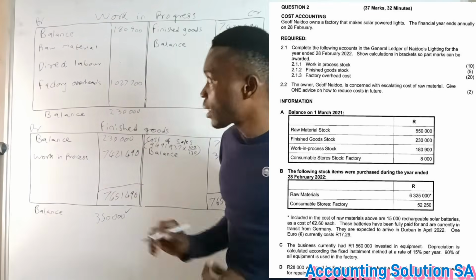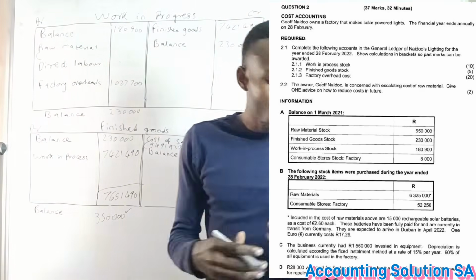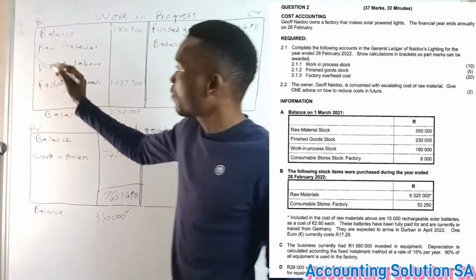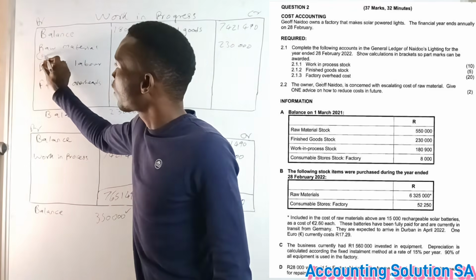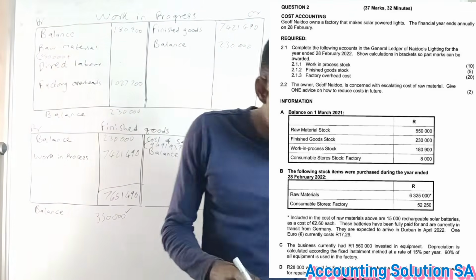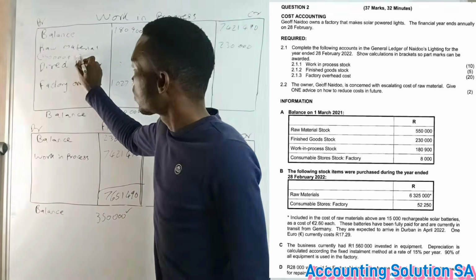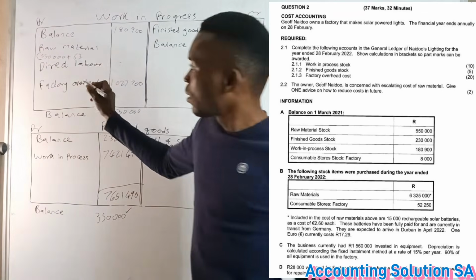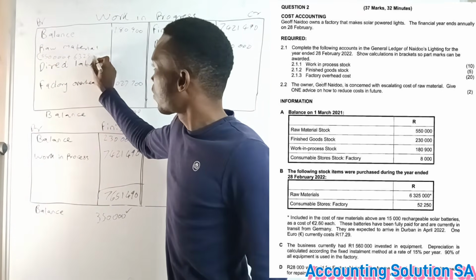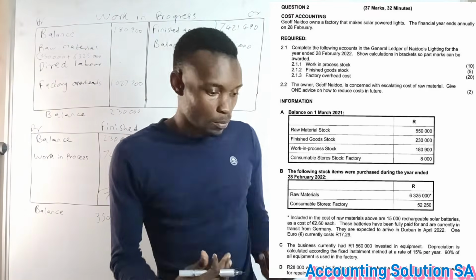We have a raw material purchase, and remember, raw material we also have an opening balance, which means that in this case we can open a bracket. Opening balance we always add. It's 550,000 plus purchases of 6,325,000.